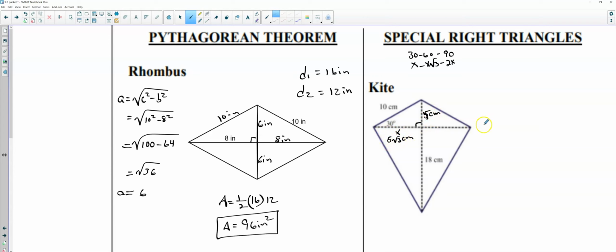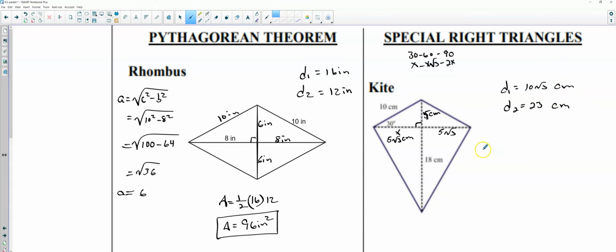So everything is done. Very good. Now all I have to do is, this is 5 square root of 3. Well, this is 5 square root of 3 as well. 5 square root of 3 plus 5 square root of 3 would be 10 square root of 3. That's one diagonal. And the other diagonal is 18 plus 5. That's 23. All right. So we have 10 square root of 3 centimeters and 23 centimeters.